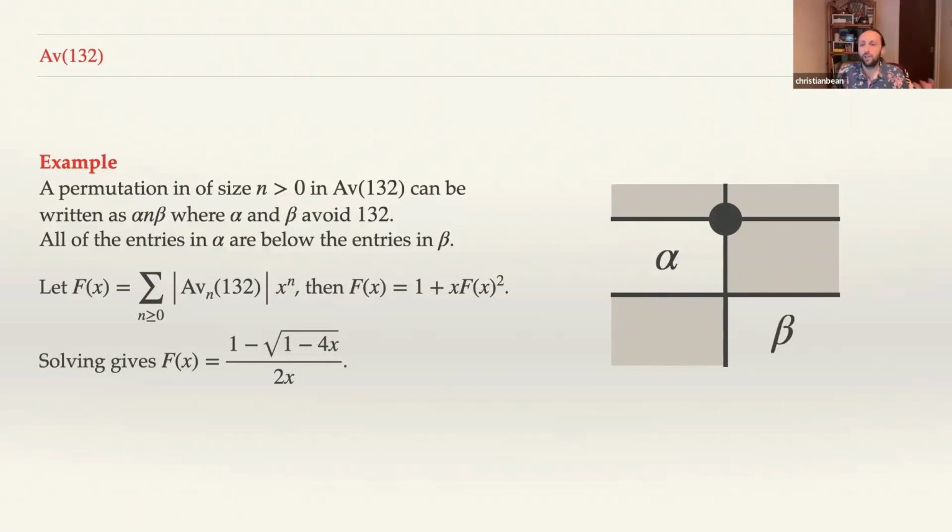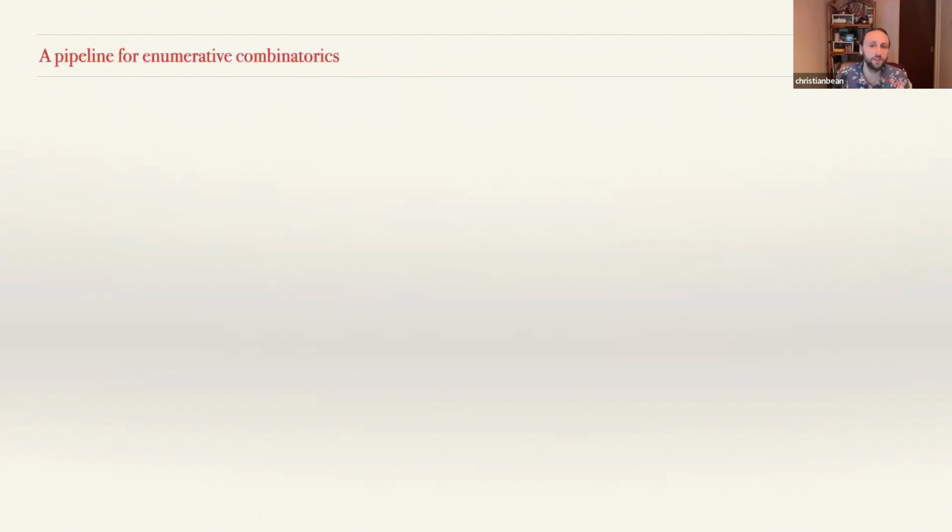Okay, so that is my whirlwind tour of permutation patterns and some of the counting techniques in enumerative combinatorics. So let's just pause, take a breath, and summarize by coming up with a pipeline of how we're actually doing enumerative combinatorics. So how has it worked so far?